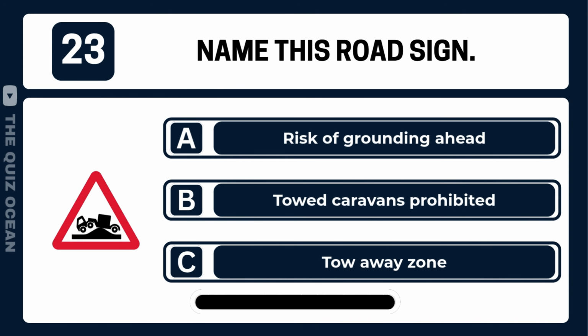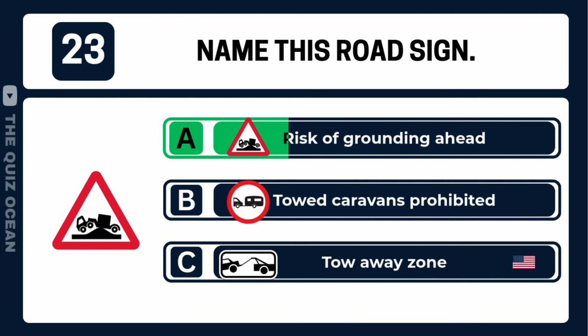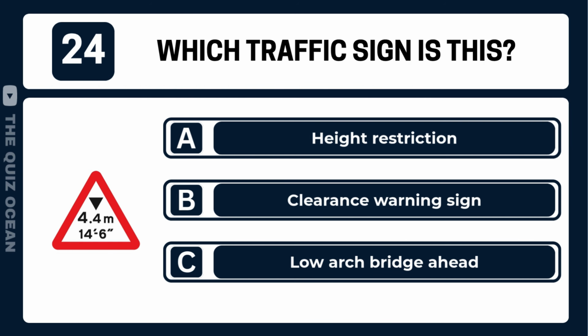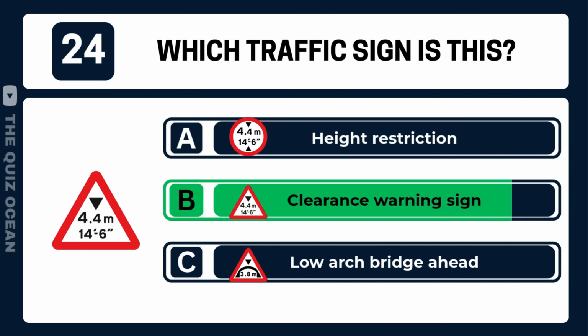Name this road sign. The answer is A, risk of grounding ahead. Which traffic sign is this? The answer is B, clearance warning sign.